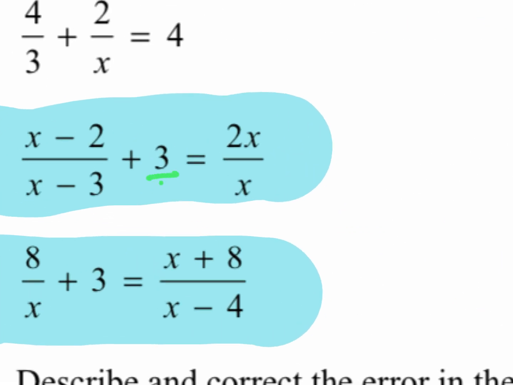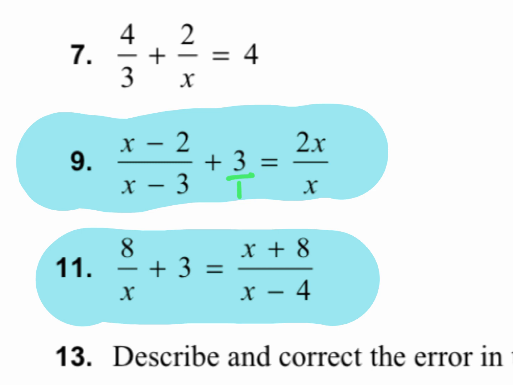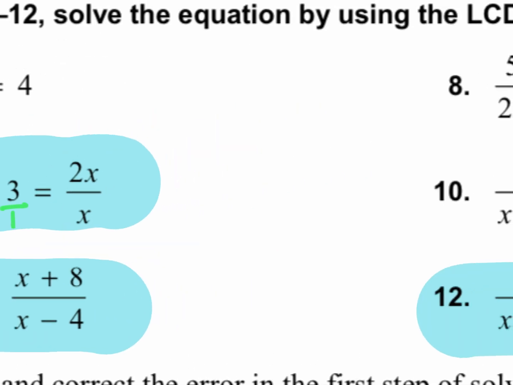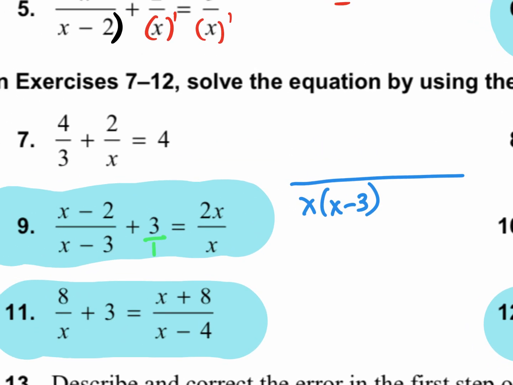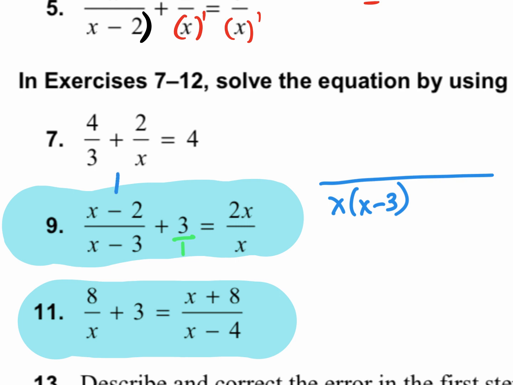What is my common denominator going to be for number 9? X and x minus 3. I agree. So I'm going to have x times x minus 3. That's my common denominator. So I have to figure out what each fraction has and what it's missing. What does this first fraction have? X minus 2. It has the x minus 3. What's it missing? X. Okay, so I have x times x minus 2.